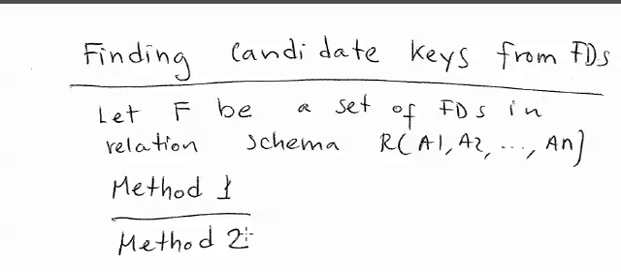In method 1, what the PowerPoint discusses is that we can find the closure of all possible combinations of those attributes. For example, all single attributes: is A1 a candidate key? If we compute A plus, and if A plus derives all attributes of R, then it's a candidate key. Then we combine A1 with A2 and A1 with A3 and so on, and see if we find the candidate key. In the worst case, all attributes can be the candidate key.